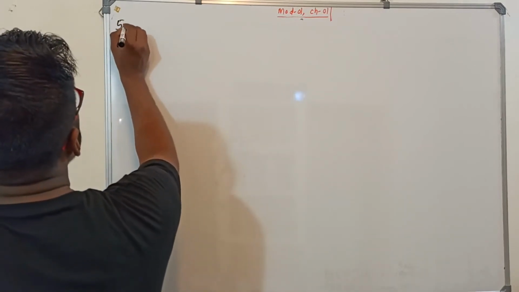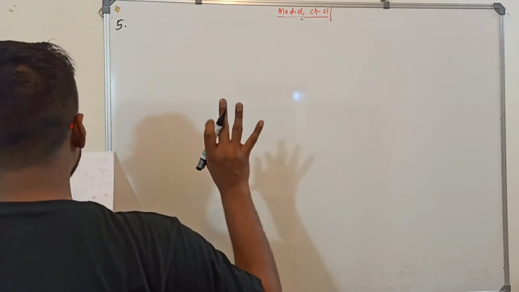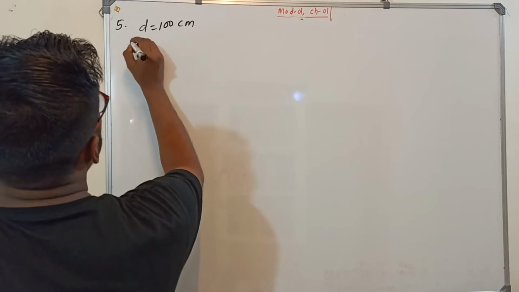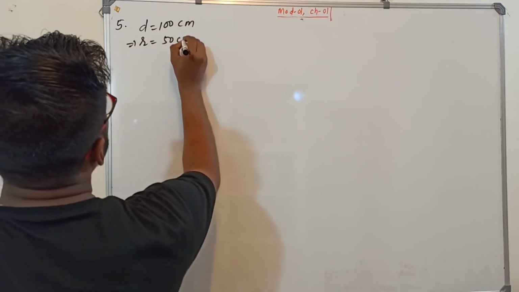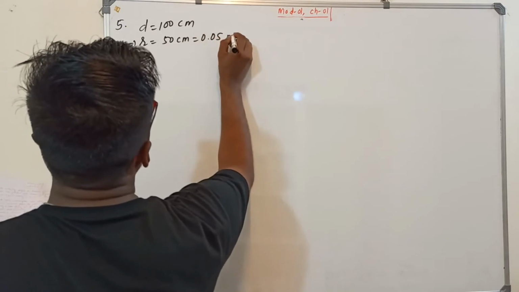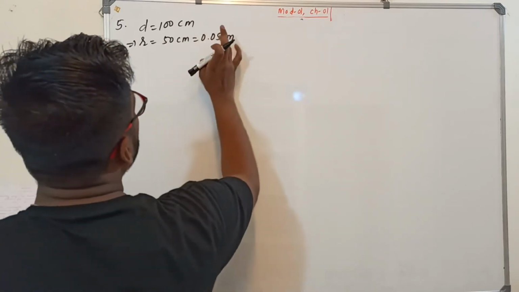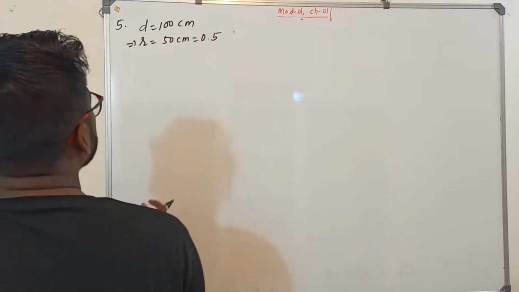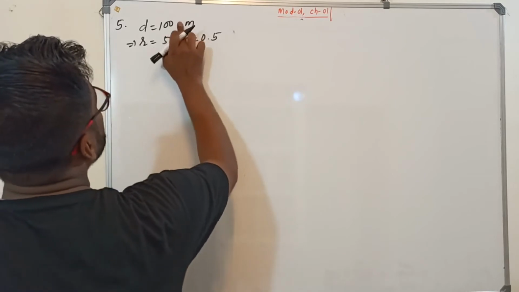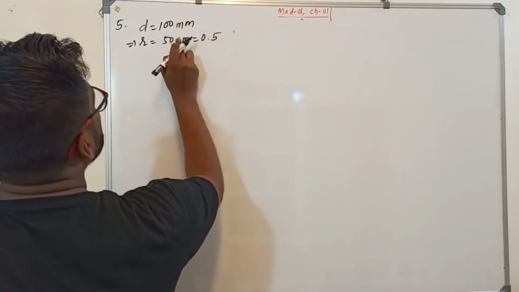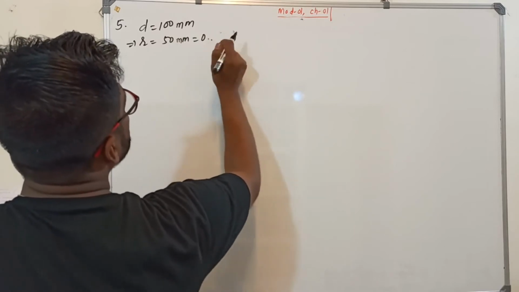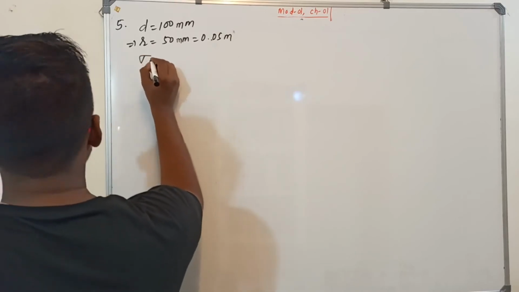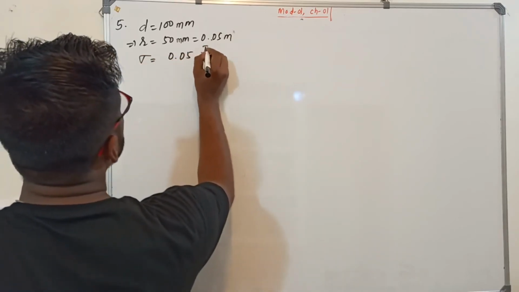Question number 5: what is the work done in blowing up a soap bubble of diameter 100 mm? What is the diameter given? The diameter is 100 mm. So what is your radius? Radius is 50 mm, that is 0.05 meter. Now surface energy is given. Sigma is given how much? 0.05 joule per meter square.